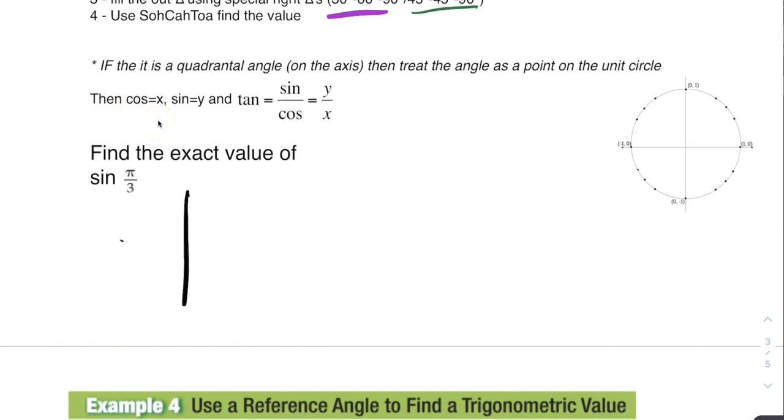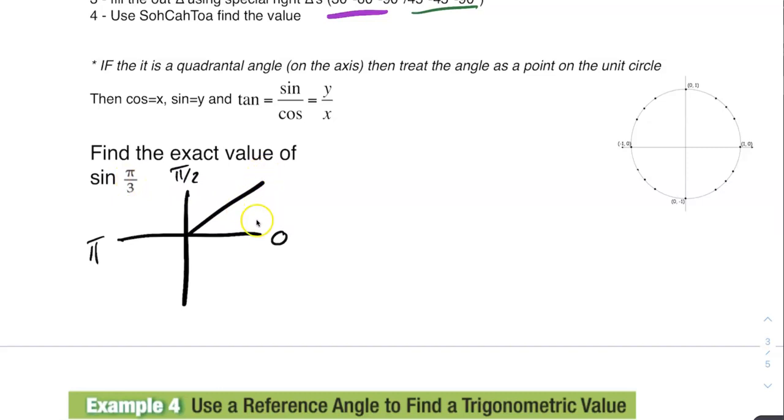Sine of pi over 3. So we're going to draw a triangle in standard position. Remember, when there's only one on top, it's automatically in the first quadrant. So let's draw a triangle in the first quadrant. Right? So again, let me just draw an angle first in the first quadrant. There's my angle, pi over 3.